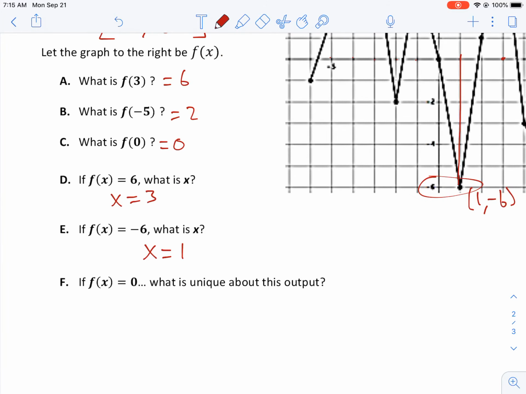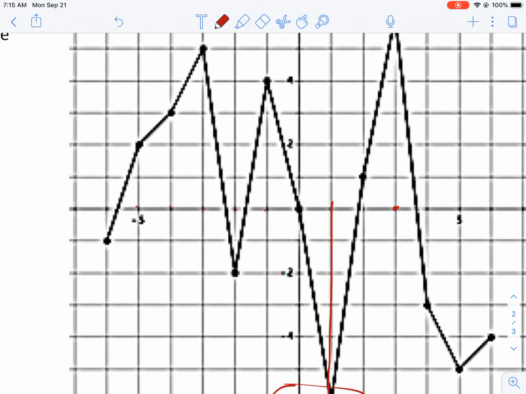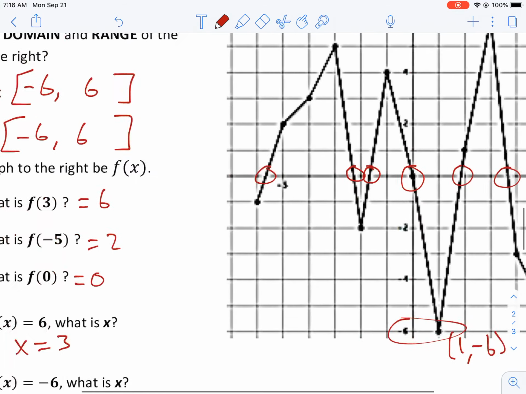Then it says if f of x equals 0. So this one is a little weird, because you might just be tempted to say, oh, well, it's 0. That's easy, but there's actually a bunch of places where f of x equals 0. That's at y equals 0, that's at y equals 0, that's at y equals 0, that's at y equals 0, that's at y equals 0. So we actually have 6 solutions.